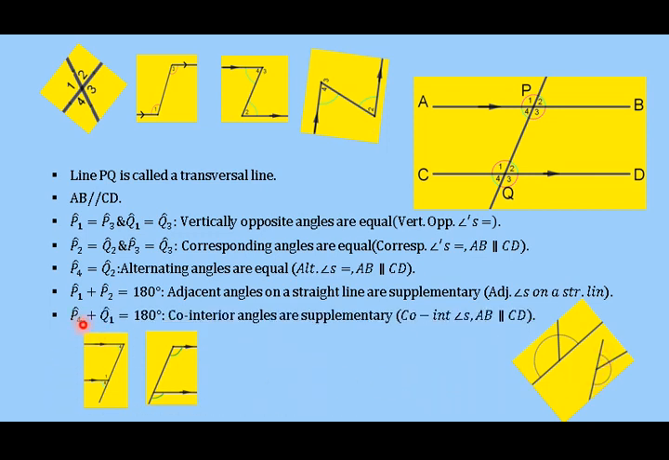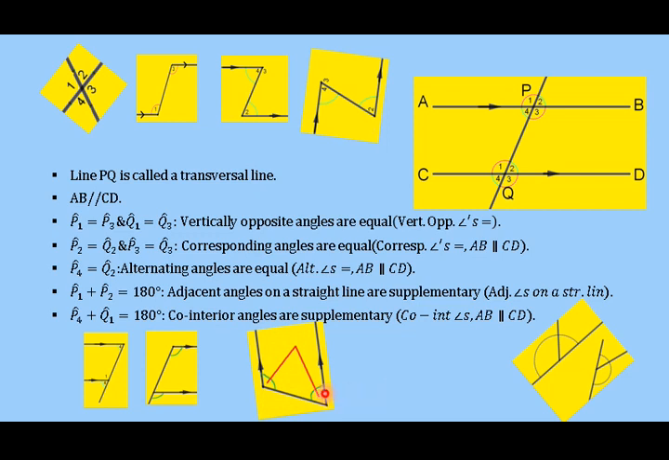And then angle P4 plus angle Q1 equals 180. Where is P4? Here it is, P4 and Q1, and these are the co-interior angles. What you must know is that co-interior angles are supplementary, meaning that they add up to 180. Don't confuse this. Vertically opposite angles are equal, corresponding angles are equal, alternating angles are equal, but co-interior angles are not equal. They are supplementary. They add up to 180 degrees.